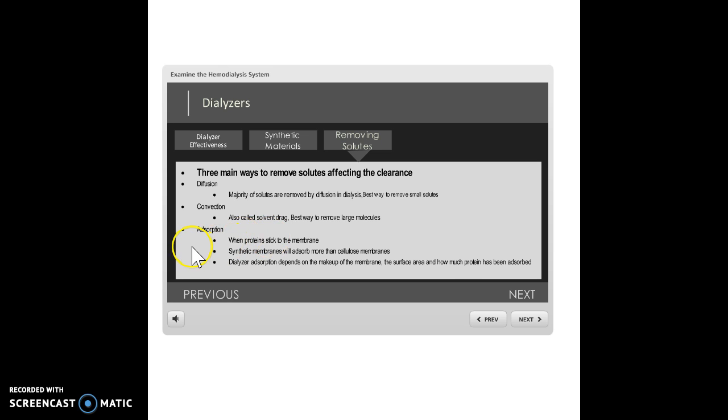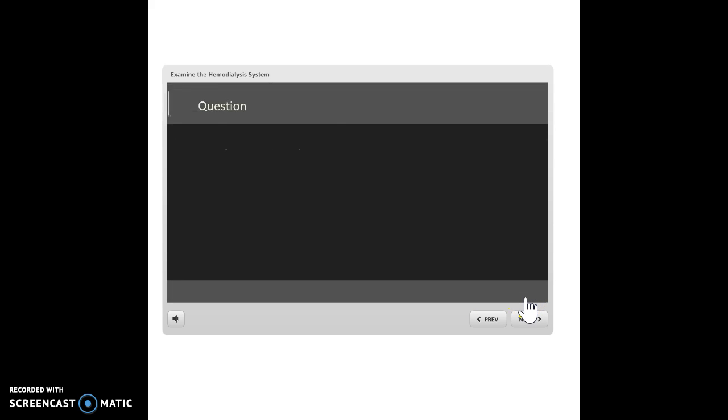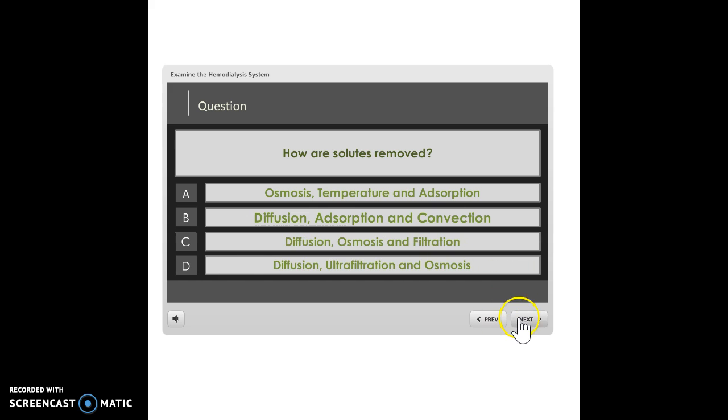And then absorption, when proteins stick to the membrane. Synthetic membranes will absorb more than cellulose membranes. Dialyzer absorption depends on the makeup of the membrane. Okay, and you can take a look at this question on your own time.